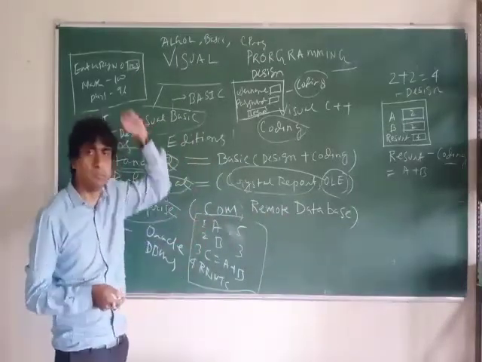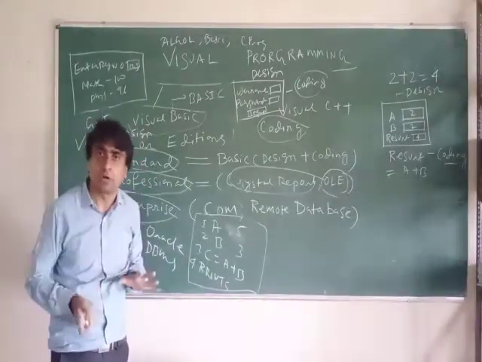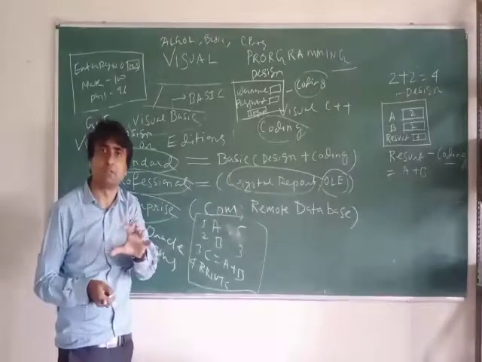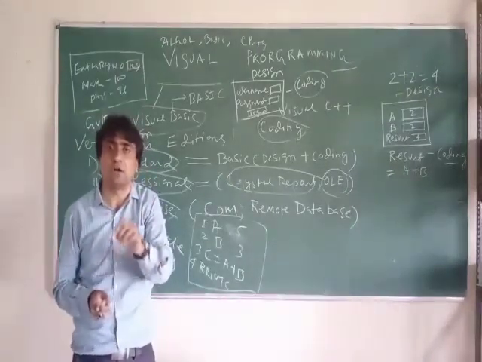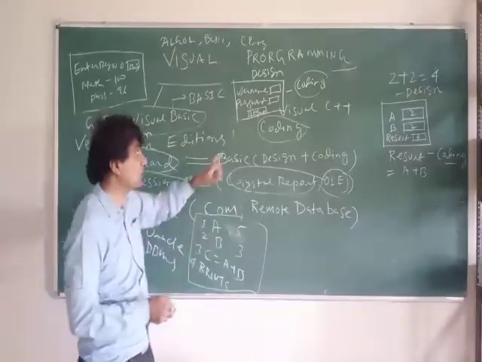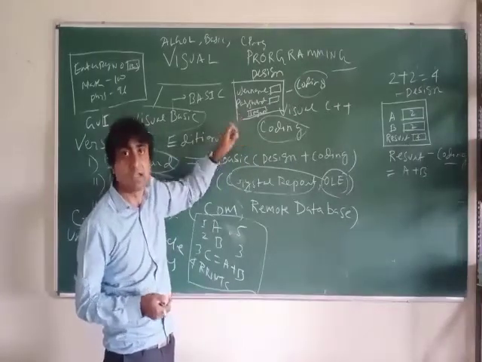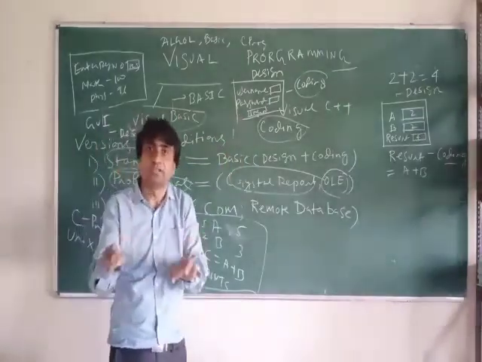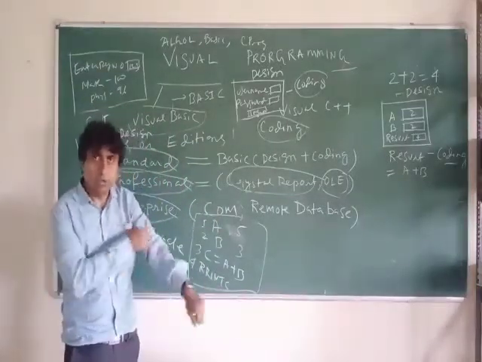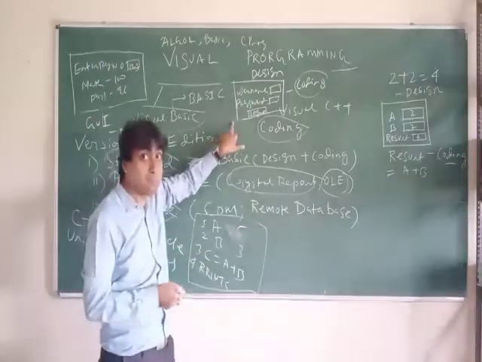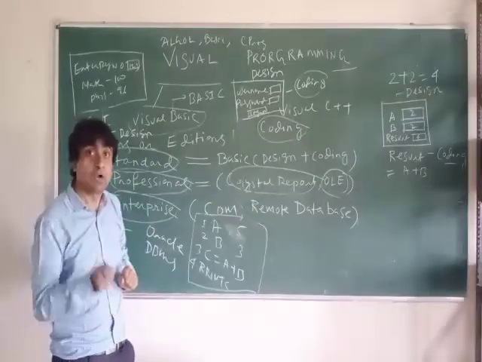Component object model means, see here, Visual Basic applications. What you are creating in Visual Basic is based on design. The design is nothing but, as I told you, the GUI, graphical user interface, and it consists of a window. That window is called a form. So that form is nothing but an object.